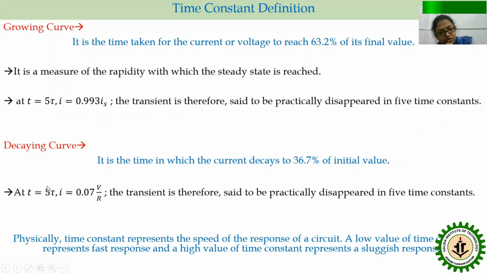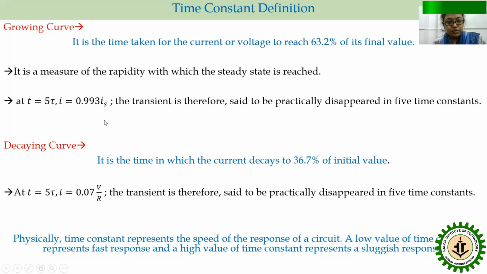Now, for any system, if the time constant is more, say suppose one system's time constant is 10 millisecond and another system's time constant is 1 millisecond, then obviously the 1 millisecond system's response will be faster compared to the 10 millisecond one. So we can say the 10 millisecond system is sluggish, a slow system, but the 1 millisecond system is a fast or rapid system, and we always want a system where we can get a quick response.